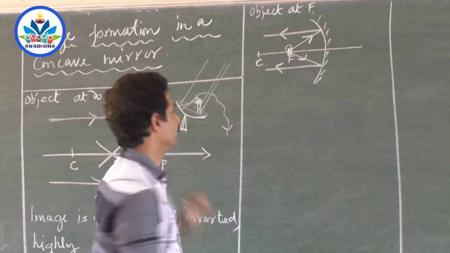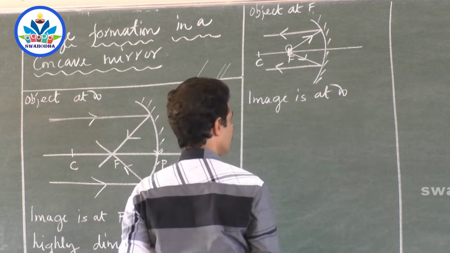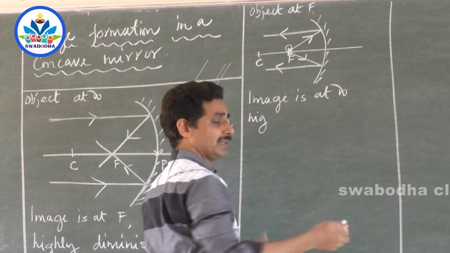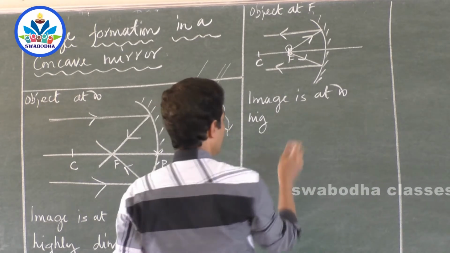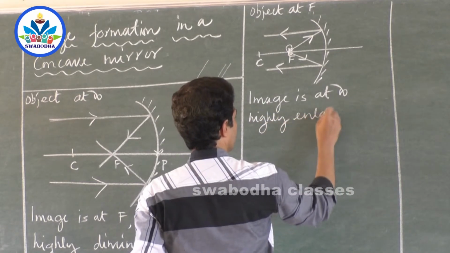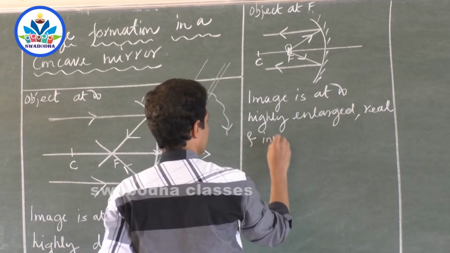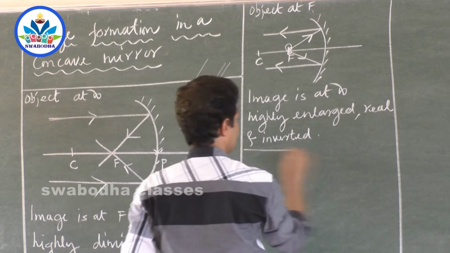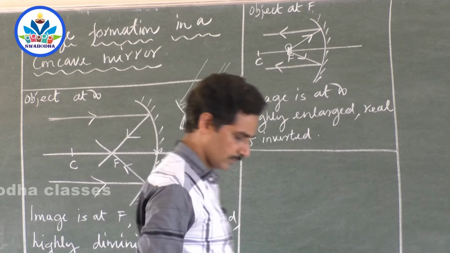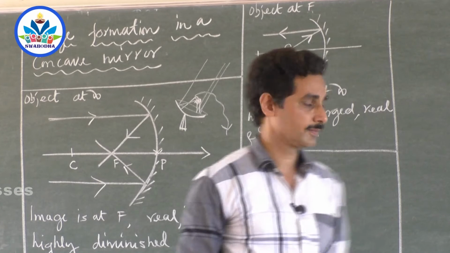When the object is at F, image is at infinity, and it is highly enlarged, because we don't know when they meet. By the time they meet, they might have traveled a very large distance, and image is highly enlarged, real and inverted. Okay, very, very large image. Okay, so that is one thing. So when the object is at focus, image is at infinity, very large distance.